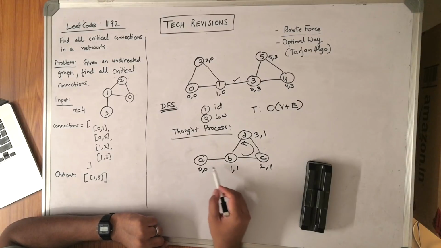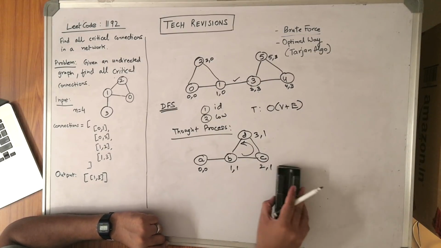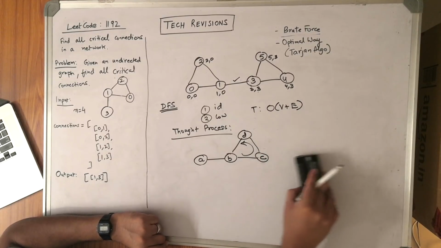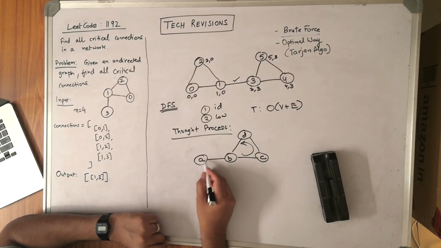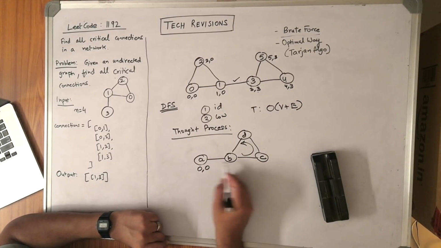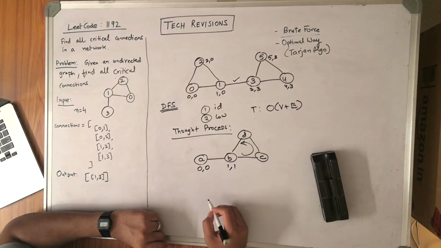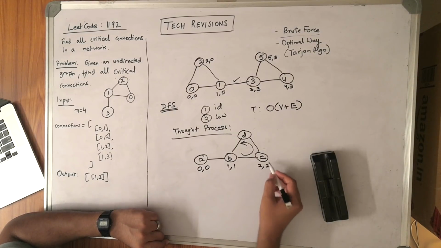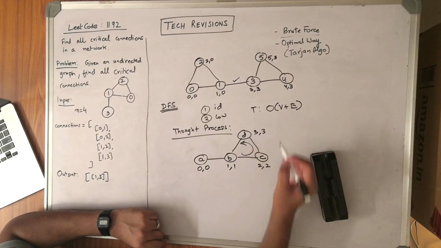And here you can see what will happen. Let's walk through this, because I've drawn this graph, let me walk you through exactly how it's going to work. The first thing, this gets discovered, 0, and 0 becomes the low value. Then this gets discovered, 1, and 1 becomes the low value. Suppose this gets discovered, so 2, 2 becomes the low value. Then this gets discovered, 3, 3 becomes the low value.